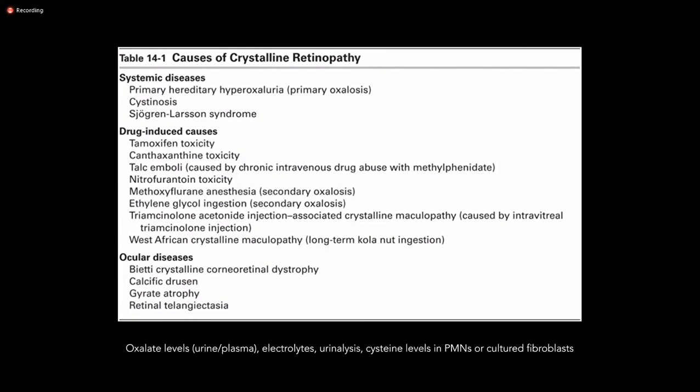Things to think about checking in patients who present with crystals in the retina are oxalate levels in the urine and in plasma, electrolytes, urinalysis, and cysteine levels in PMNs or in cultured fibroblasts.